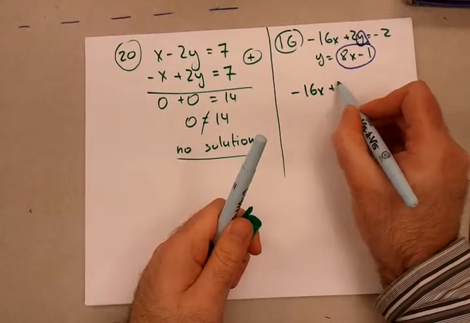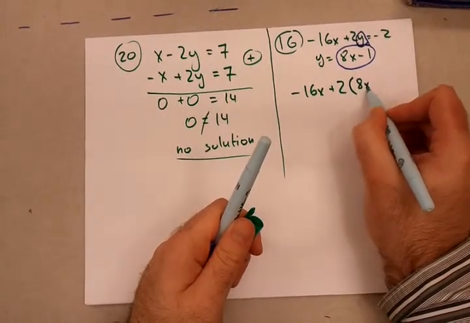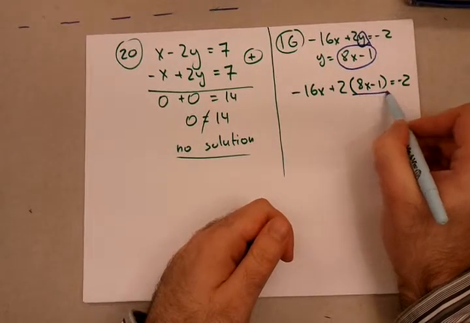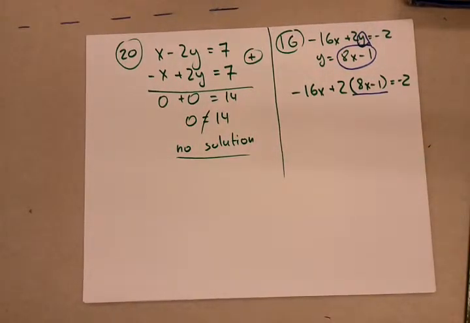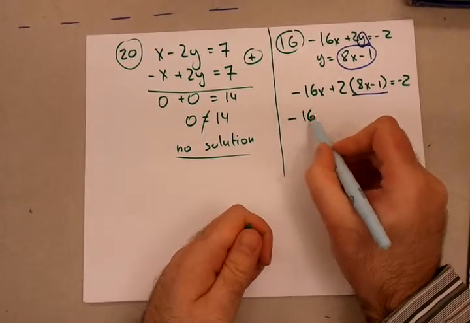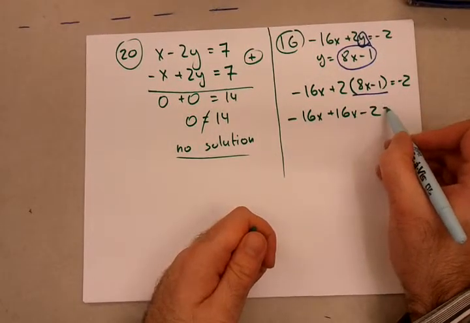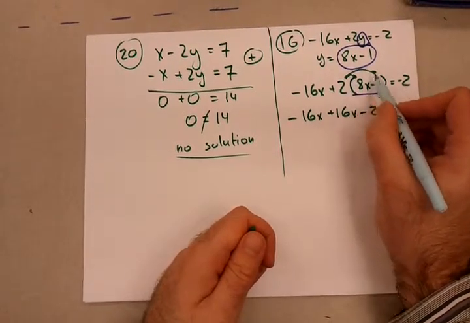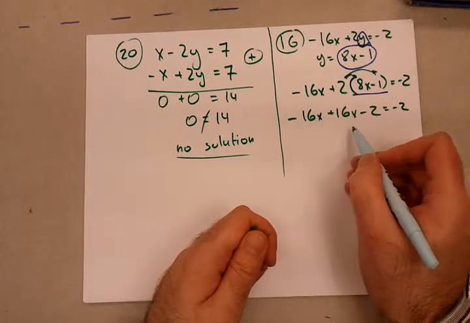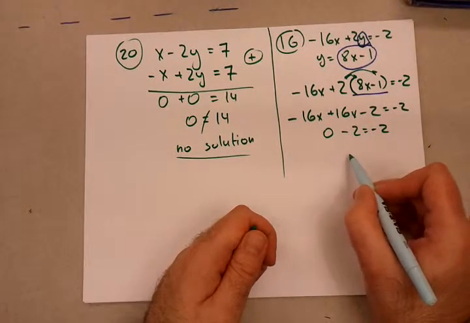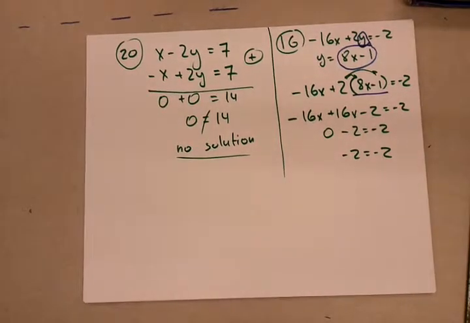Negative 16x plus 2 times (8x minus 1) equals negative 2. This was the substitution that we did right here. Should have been a y there, but now it's an 8x minus 1. Alright, let's solve it. Negative 16x plus distribute the 2, 16x minus 2 equals negative 2. This was the distribution. Negative 16x plus 16x, that's a 0. Minus 2 equals negative 2. So negative 2 equals negative 2. And if you remember from the lesson, this is a case of infinitely many solutions.